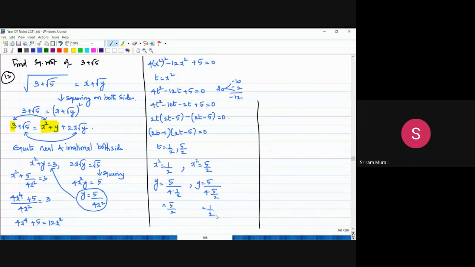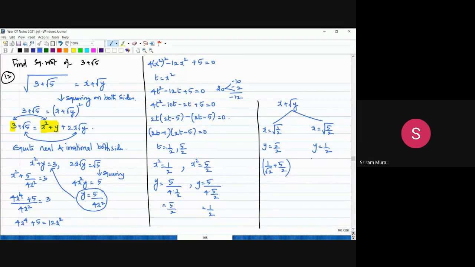So therefore, there are two roots. What is my requirement? x plus root y. What is the first case? x is equal to root 1 by 2, I mean 1 by root 2 you can take. So y is equal to 5 by 2. And the other case is x is equal to square root of 5 by 2. What about y? y is equal to 1 by 2. So what is the answer? It is 1 by root 2 plus root 5 by 2.